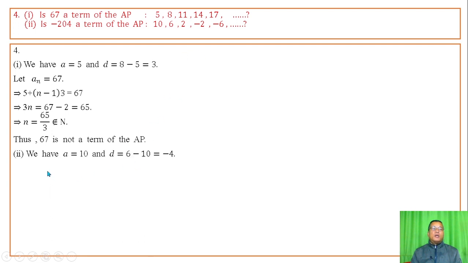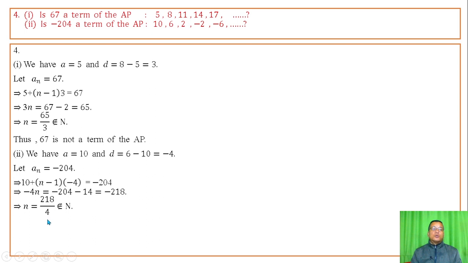For Roman number 2, we have the first term a is 10 and the common difference d is the second term 6 minus the first term 10, whose difference is minus 4. Let a_n equal minus 204. The formula for a_n is 10 plus (n minus 1) times d, whose value is minus 4. Solving for n, we have n equal to 218 by 4, which is not a natural number. Thus, minus 204 is not a term of the AP.